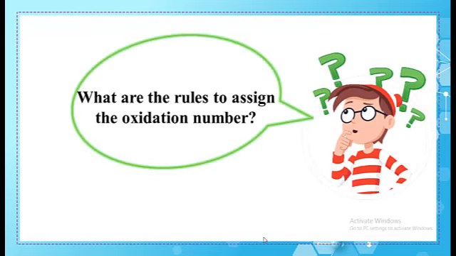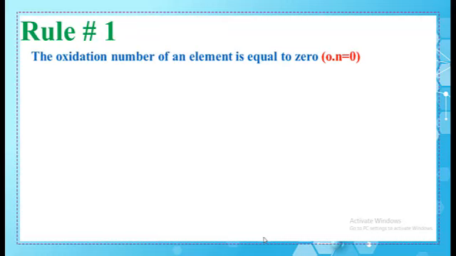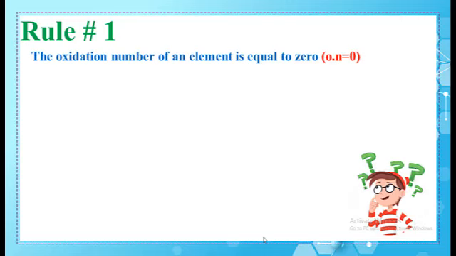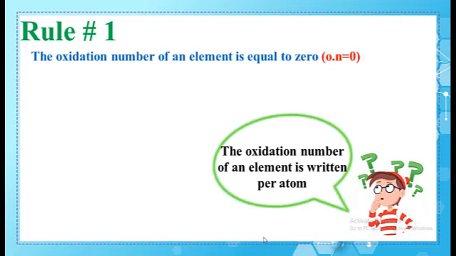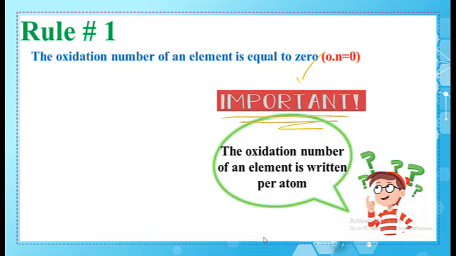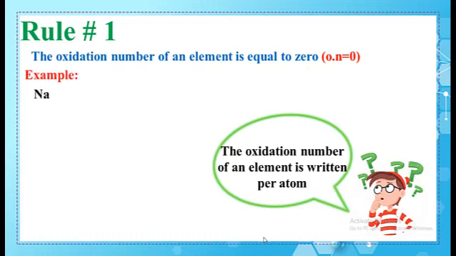Now, what are the rules to assign the oxidation number? Rule number 1. The oxidation number of an element is equal to 0. Remember always, the oxidation number of an element is written per atom. Example now, Na, oxidation number of Na because it's an element is equal to 0. Cl2, because Cl2 is an element, the oxidation number of Cl is equal to 0.